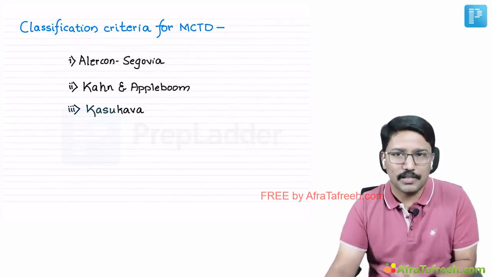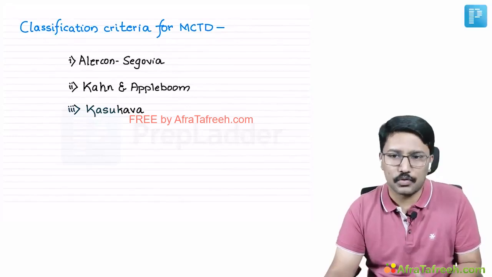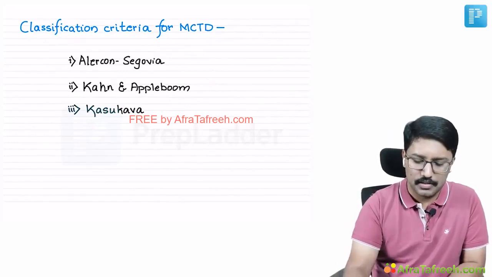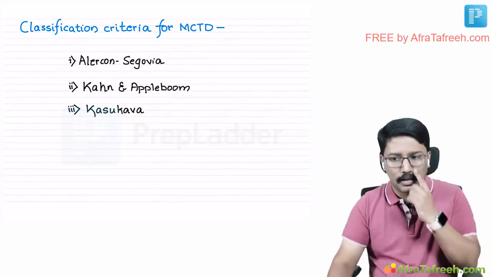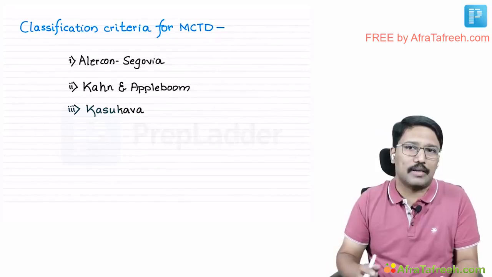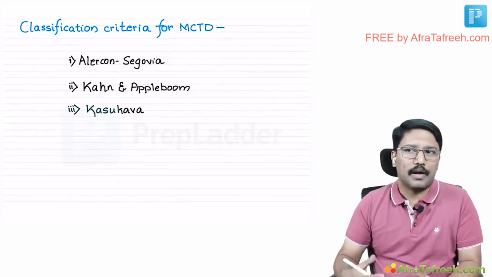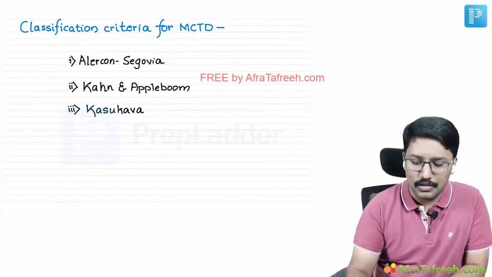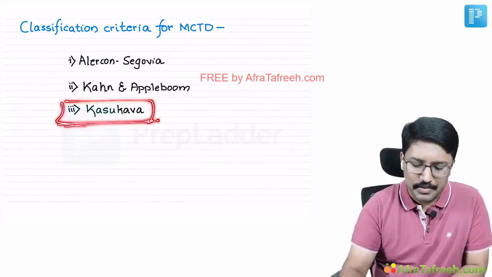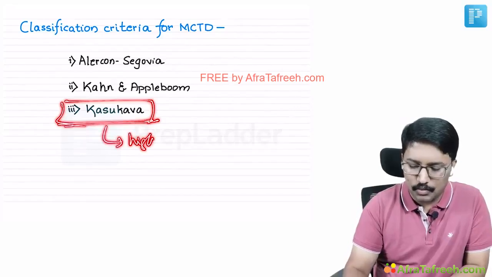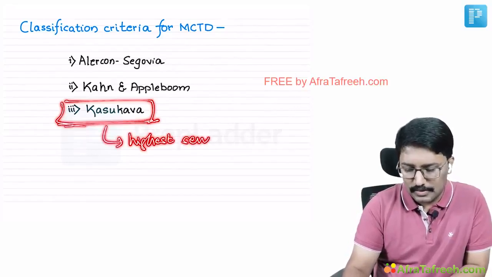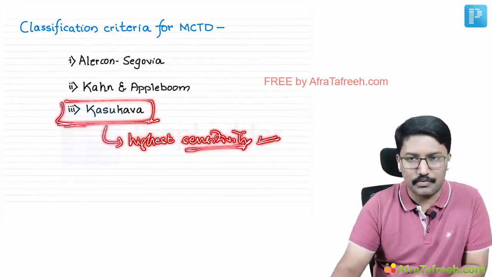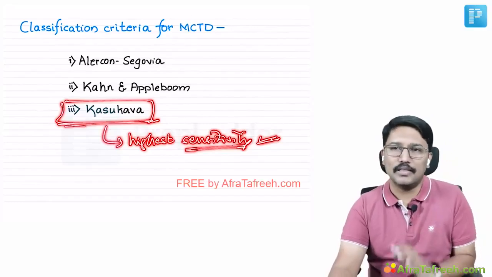Now these are the three classification criteria which most of the standard textbooks score. One is Alarcon-Segovia, second one is Kahn and Applebaum, and the third one is Kasukawa. As I've told you, most aggressive work on these disorders is occurring from the Japanese soil. So probably I would personally go with the Japanese classification criteria. And in fact, studies also agree the Kasukawa classification criteria has the highest sensitivity among the three that I just spoke about. Unlikely that they will ask a question on this, but still we should be aware about it. Kasukawa has the highest sensitivity.